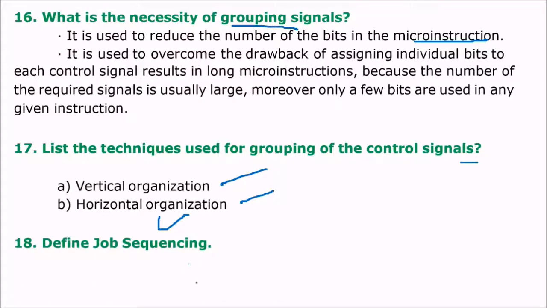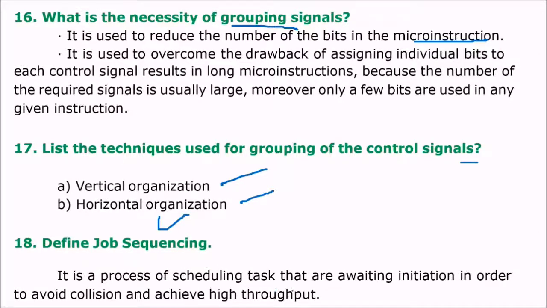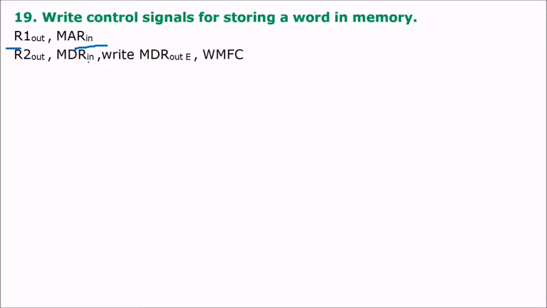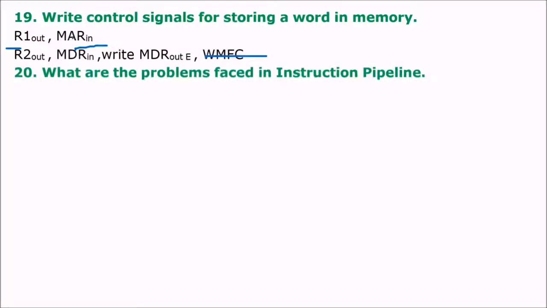What is job sequencing now? It is a process of scheduling tasks that are awaiting initiation in order to avoid collision and achieve high throughput. This is job sequencing. Write control signals for storing a word in memory. R1 out, MAR (memory address register) in, R2 out, then MDR in, then write. So these are the control signals for storing a word in memory.